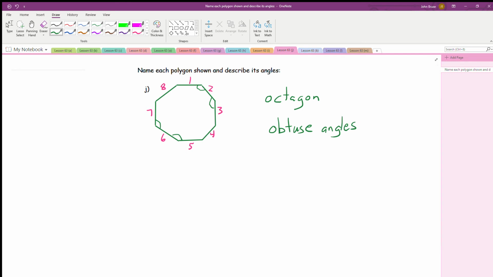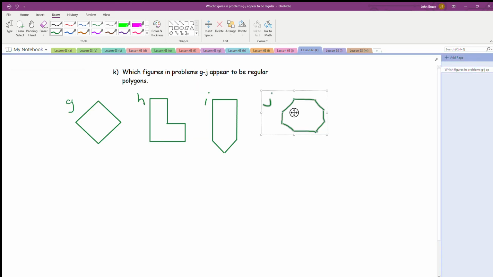All right, moving on to K. Which figures in problems G through J appear to be regular polygons? Well, we know that regular polygons have equal sides. All the sides are equal. Well, I can see right off the bat that this side is not equal to this side. So this is not a regular polygon. And again, this one here has different length sides. So this is not a regular polygon.